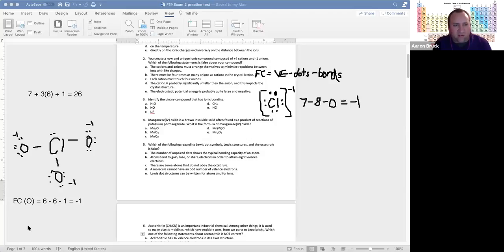And if I look at the formal charge on the chlorine, I have 7 valence electrons, 2 dots, and 3 bonds. I have a positive 2 charge on the chlorine in the middle.